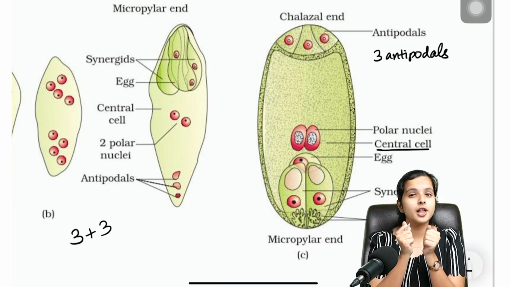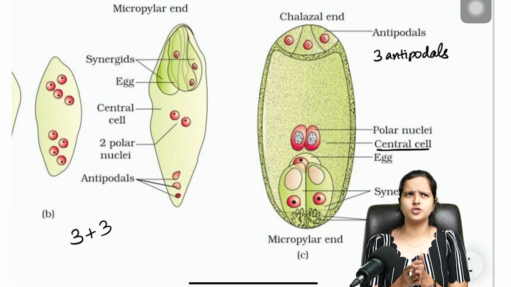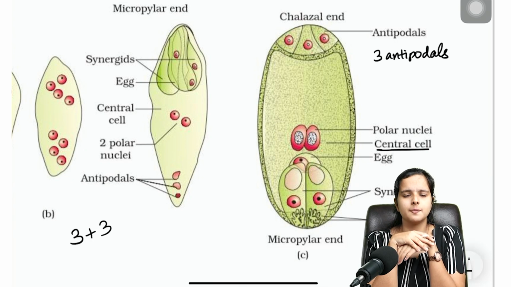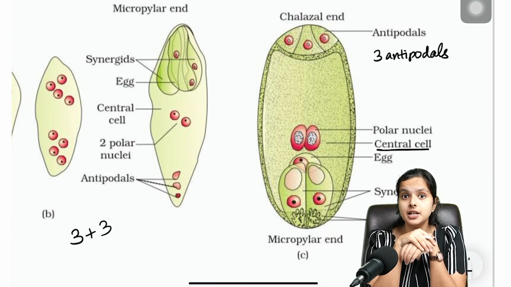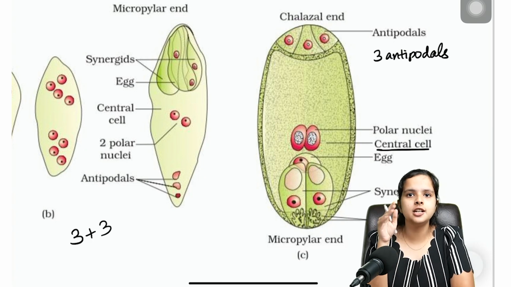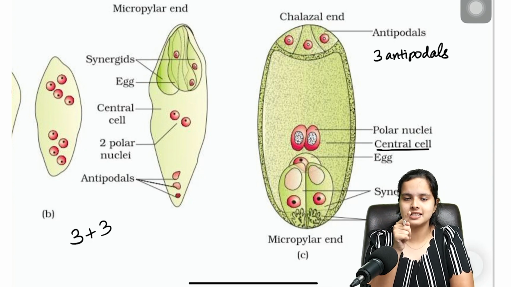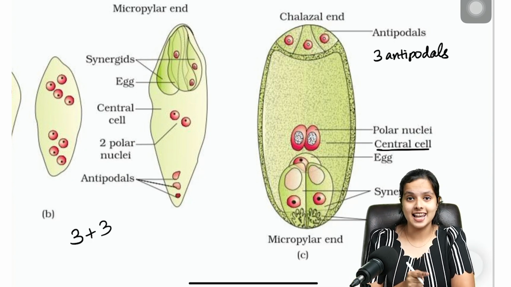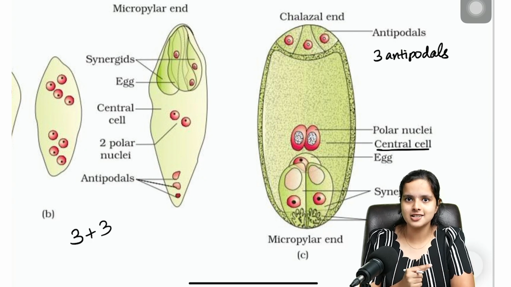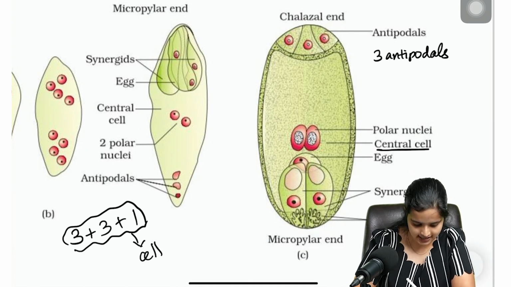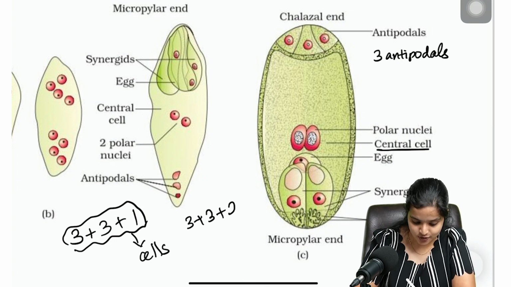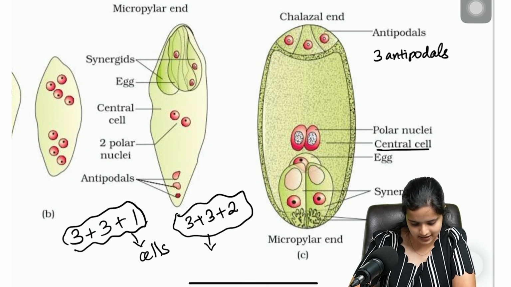Sometimes when you go for a sleepover, some friends may say, we don't need separate bedrooms, we'll sleep in a single bedroom, we'll enjoy in a single bedroom, right? In a similar way, polar nuclei don't need two separate cells. They need a single cell, and that single cell is known as the central cell. So both these polar nuclei lie in a single cell called the central cell. So that makes 3 plus 3 plus 1 cells. So this is about the cells, okay? And 3 plus 3 plus 2 was about the number of nuclei that you had, okay?